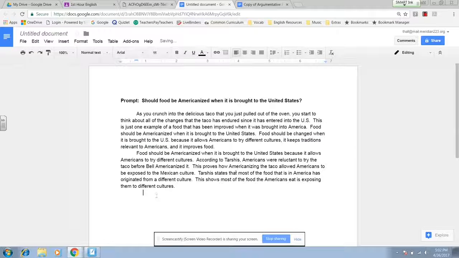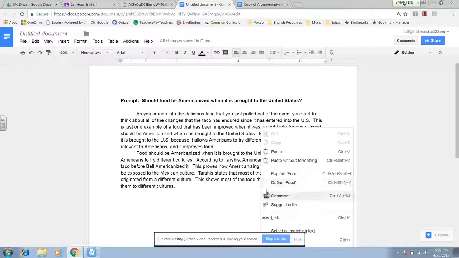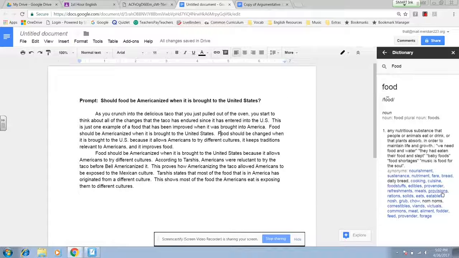Notice how I keep using food. I use food over and over and over. So this time I'm going to try to figure out how I can change food to something different. And when you look at these synonyms, sometimes there aren't a lot of good synonyms for food. I don't agree with any of these, but when I really think about it, I could also call it cuisine. And changed, I use changed a lot. I'm going to put altered. When it enters America because it keeps traditions relevant to Americans.